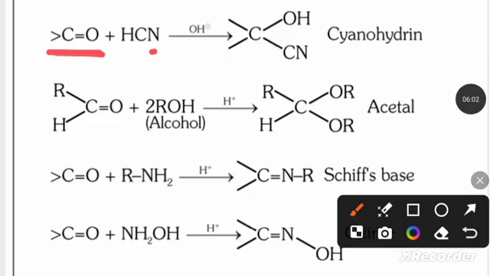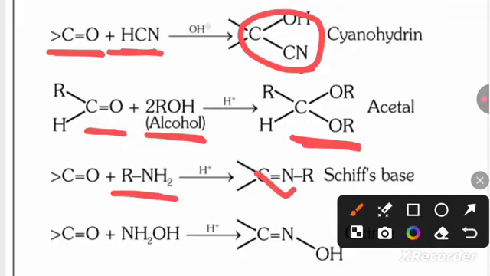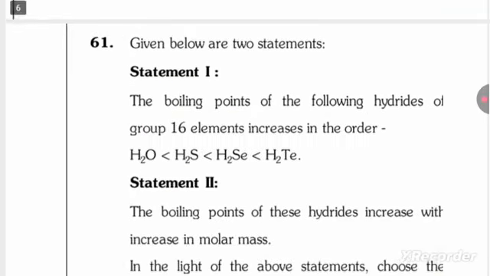Carbonyl compounds reacting with hydrogen cyanide will form cyanohydrin. Carbonyl compounds reacting with alcohol will form acetal. With primary amine, Schiff's base forms, and with hydroxylamine, oxime is going to form. So this is the reaction. Let us go to the next question.